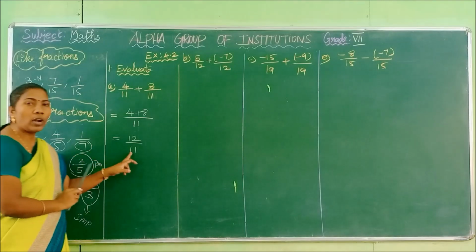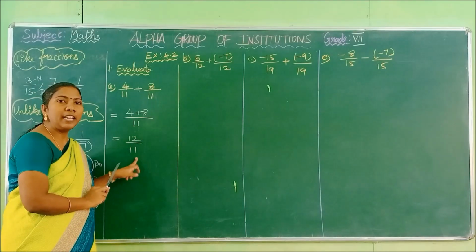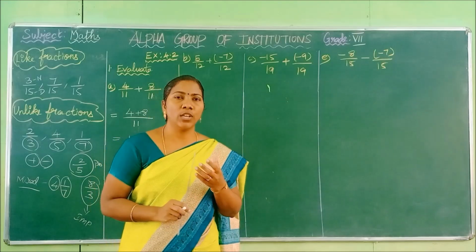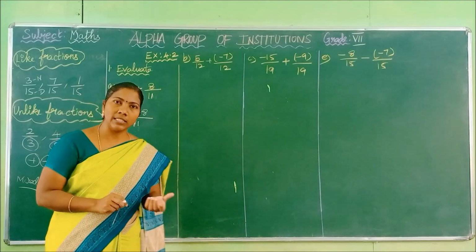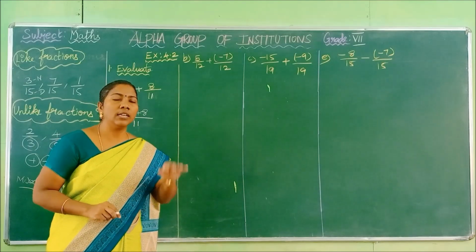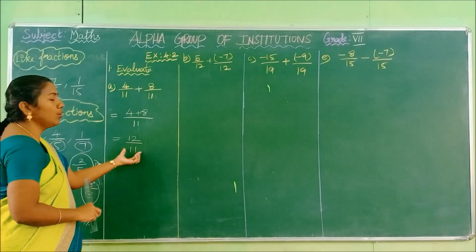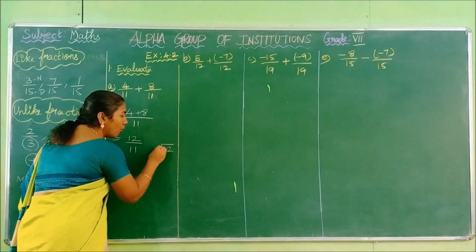See here, what type of fraction is this? The numerator is bigger than the denominator, so it is an improper fraction. Suppose you are evaluating a problem and you get an improper fraction as an answer, then you have to convert that improper fraction into a mixed fraction. How do you convert it? By dividing the numerator by its denominator.